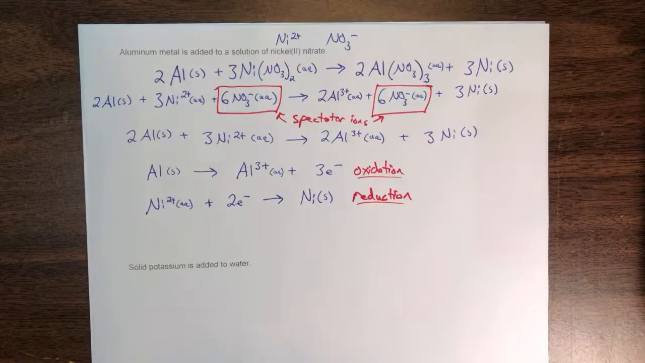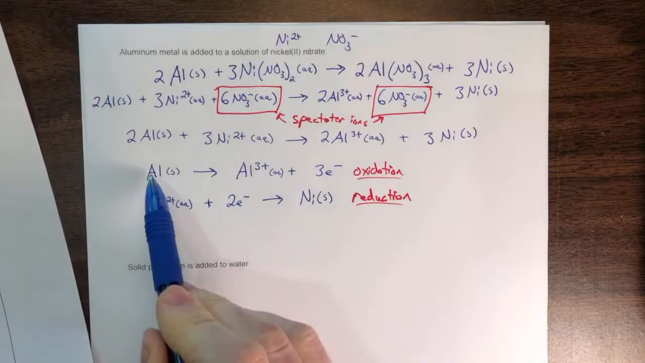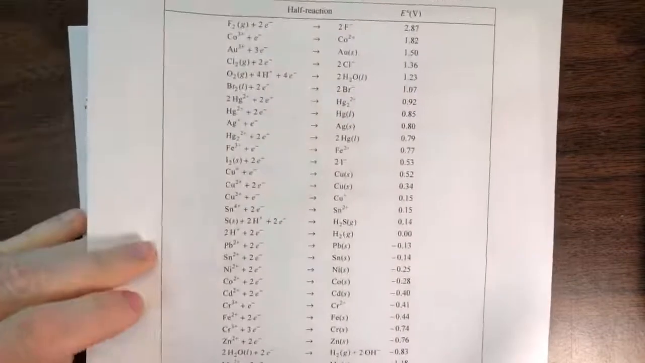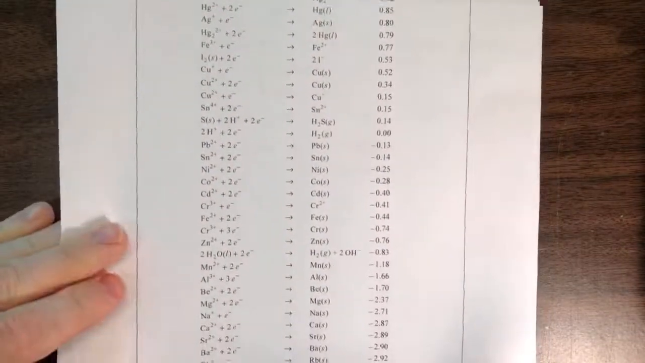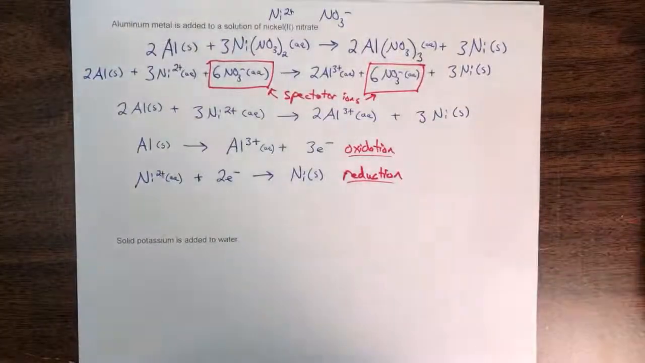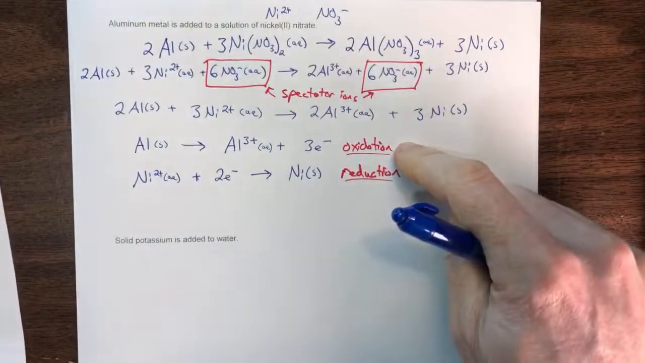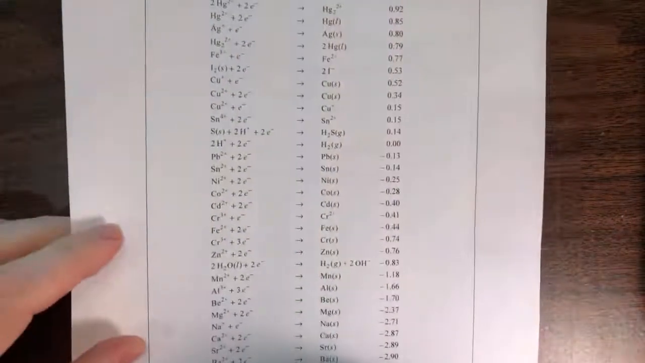Once you have that, we can look on the table and find what the voltages of these things are. Let's start with aluminum, and you're always going to need to flip one of these. Keep that in mind. It's not a question of whether you flip one of them. You always flip, because these are all reduction potentials. So the oxidation is always going to be the negative of whatever's on the table.